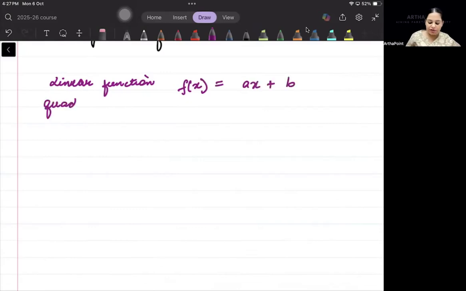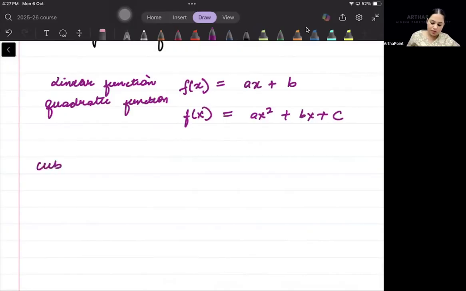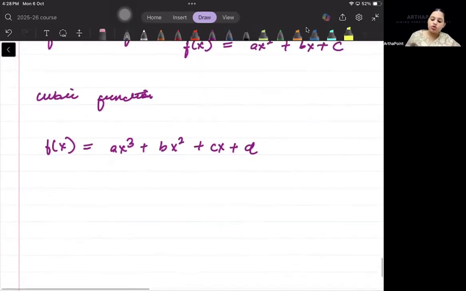What was a quadratic function? A quadratic function was of the form f(x) = ax² + bx + c. Now, what will be a cubic function? A cubic function will be of the form f(x) = ax³ + bx² + cx + d. So when we talk about a cubic function, the highest power of x is 3.